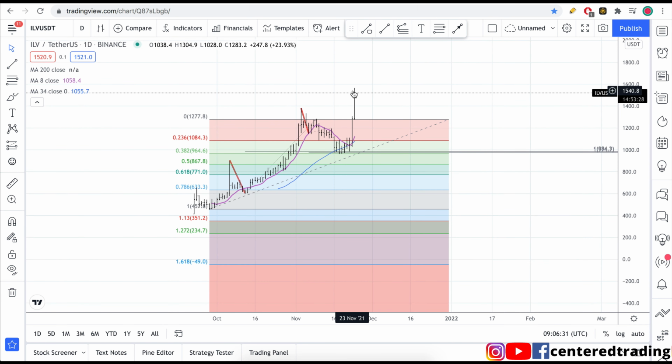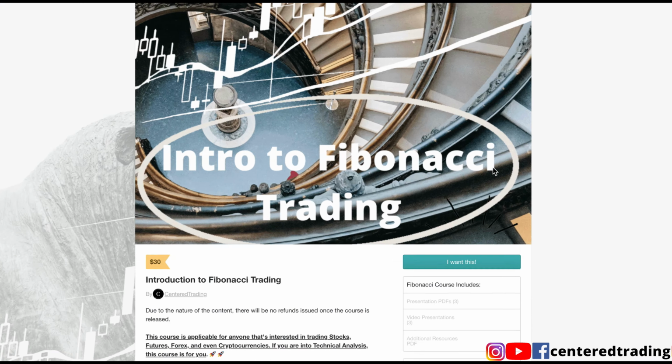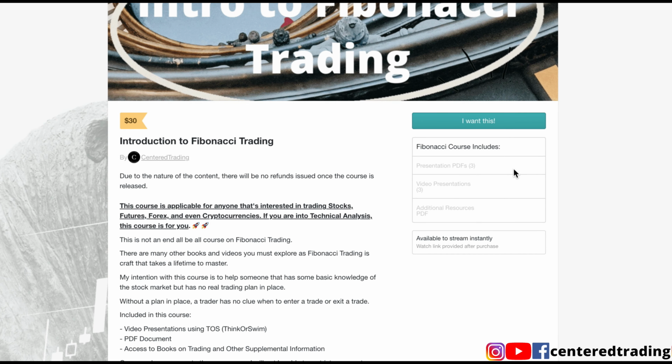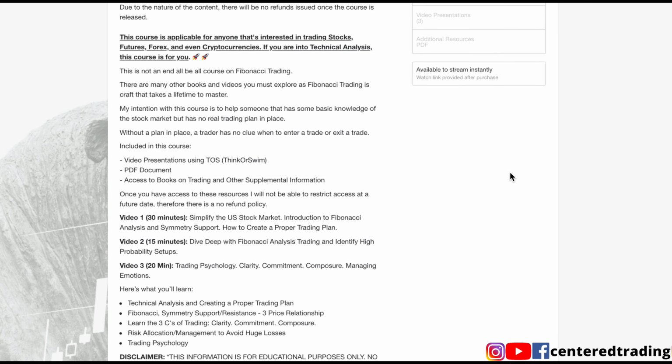Now, if you are looking at this chart, you want to jump in. What you want to do is do not chase this new recent high. You want to make sure you have the next set of pullbacks, the next set of 3 price relationships.